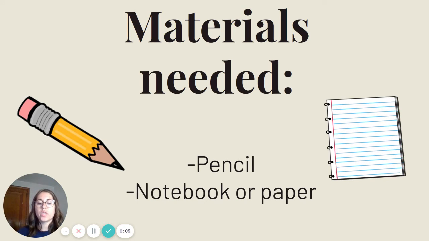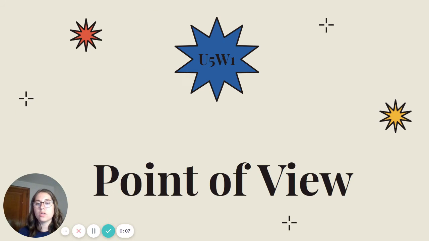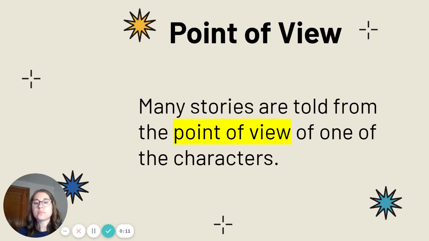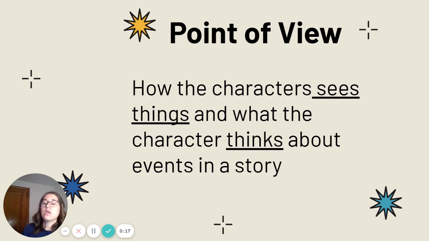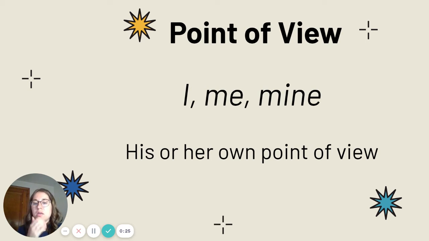Today we'll need a pencil and a notebook or a piece of paper. We're going to be looking at point of view today. Many stories are told from the point of view of one of the characters. The point of view is how the character sees things and what the character thinks about events in a story.